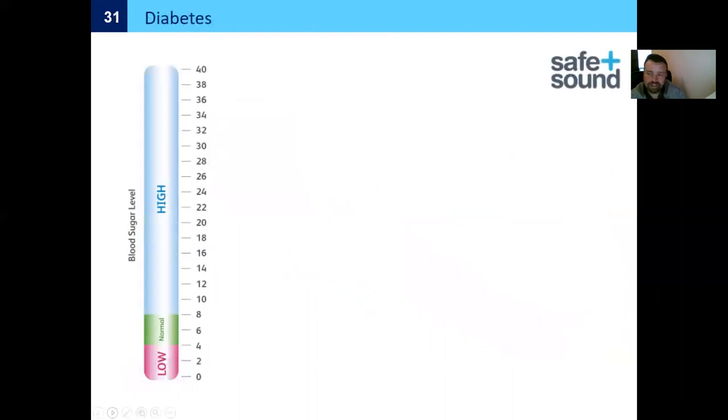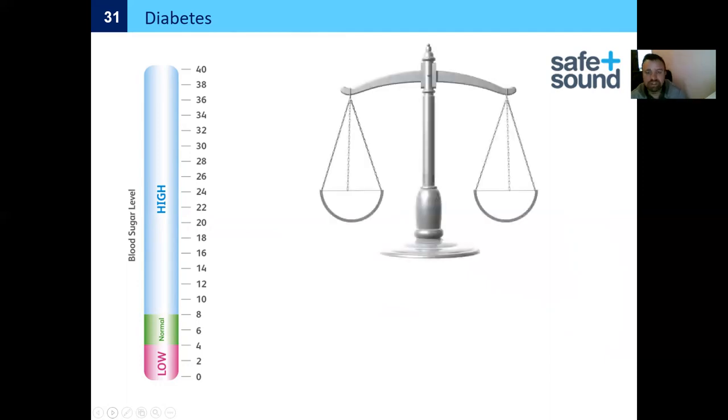Okay, moving into diabetes now. Here we're looking at maintaining blood sugars. You've already done this training, so just to recap, we've got high and low blood sugars. We know if it's below 4, that's a problem, that's hypo. Our normal is between 4 and 7, and then our high is 7 and above.